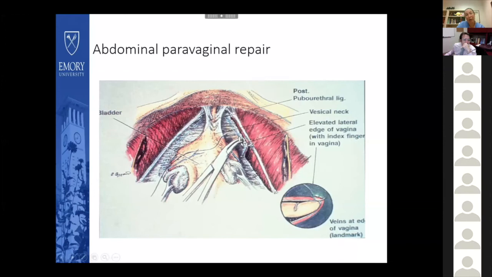So this is a lateral repair. This is done abdominally, but you can do it vaginally.